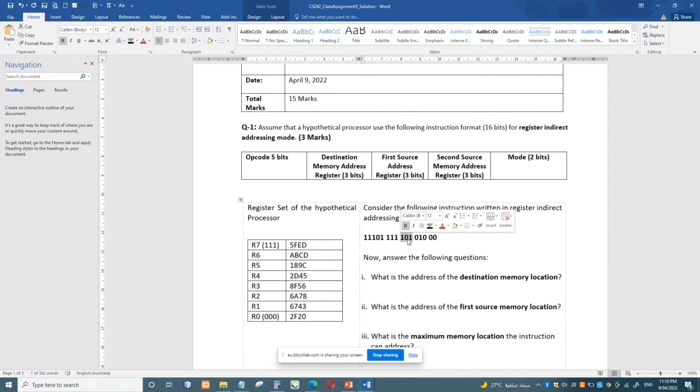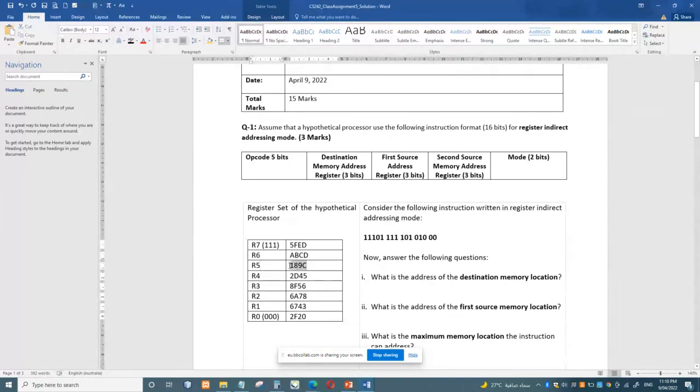I guess it's containing an address also. Yes, 101, register number 5, is not containing your operand. This is not your operand. This register number 5 is containing the address of the memory location that is containing your operand.